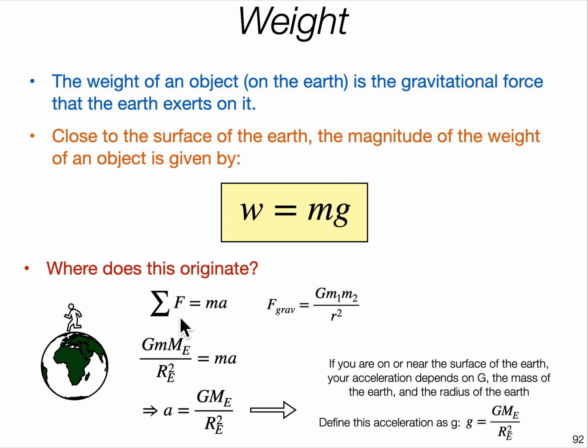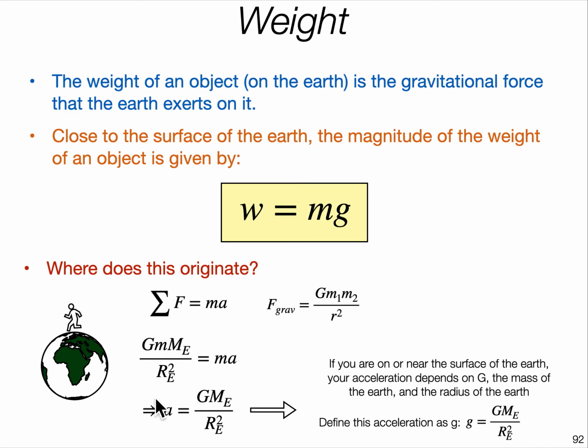So I can plug that in for the net force, because that's the only force, and I get capital G times little m, the mass of the person, times the mass of the Earth, divided by the radius of the Earth squared, and that's equal to the mass of the person times their acceleration. Therefore the acceleration of this person is just capital G times the mass of the Earth over the radius of the Earth squared, because their mass cancels out. And it's this acceleration which we are just going to call little g. We're going to give this number a special name and a special symbol.